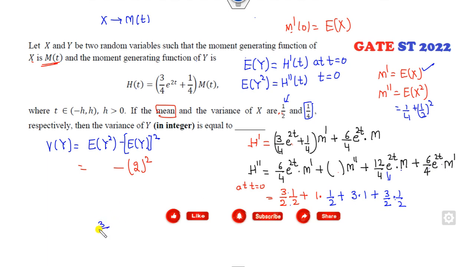So the right answer is 3 over 4 plus 1 over 2 plus 3 over 4. So this will be 3 over 2 plus 1 over 2 plus 3, 4 over 2, which is 5. So 1 is the right answer of this problem. Otherwise you can check your calculation, because it's an integer, but I tell you the approach. I think 1 is the right answer of this problem.